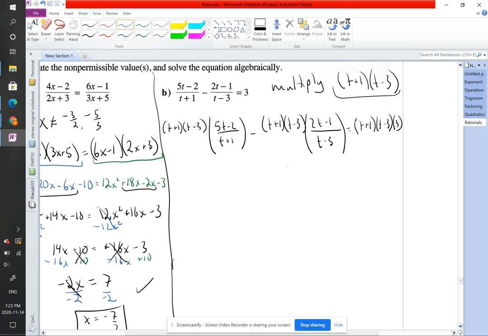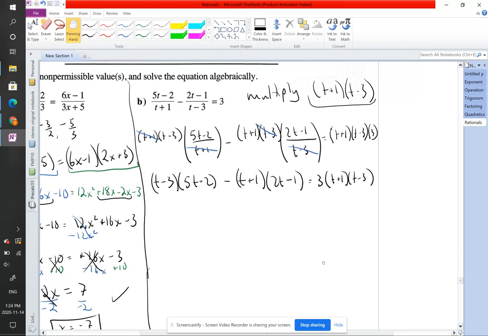So what's going to happen when we do that is t plus 1 and t plus 1 cancel, t minus 3 and t minus 3 cancel. So now we have t minus 3 multiplied by 5t minus 2, all subtract t plus 1 multiplied by t minus 1, and that's equal to, I'm just going to rearrange this, 3 multiplied by t plus 1, t minus 3. So what we did there is we basically got rid of any t value in the bottom.